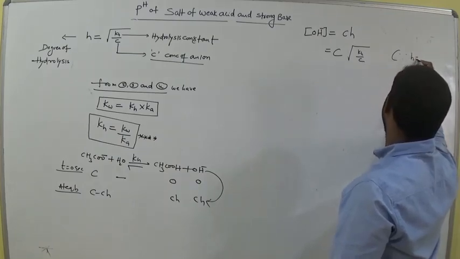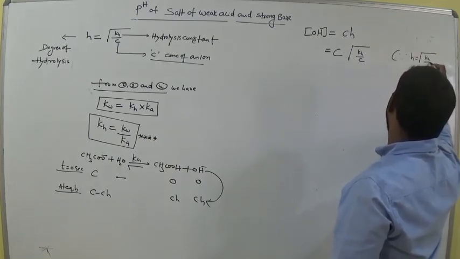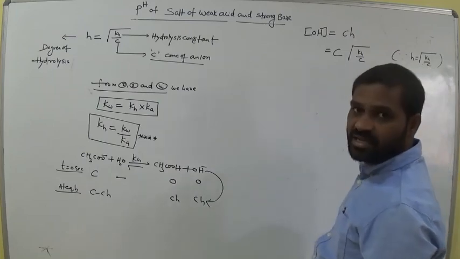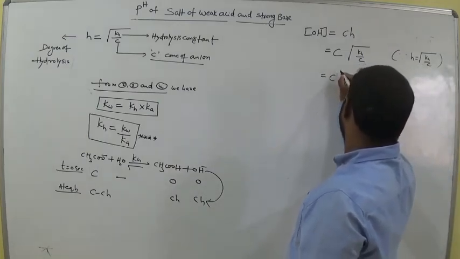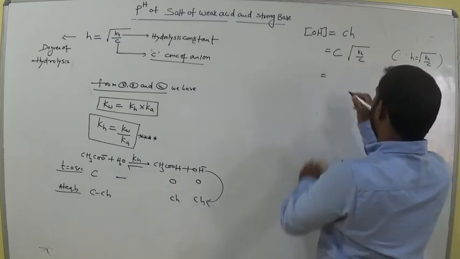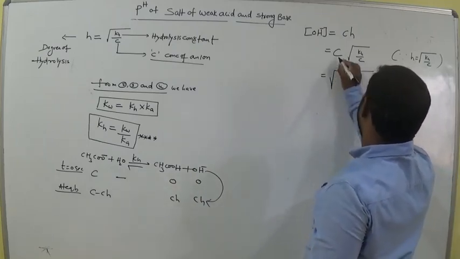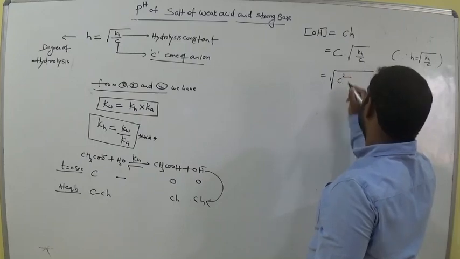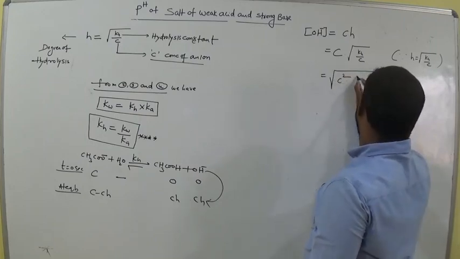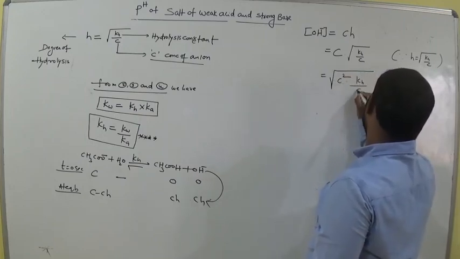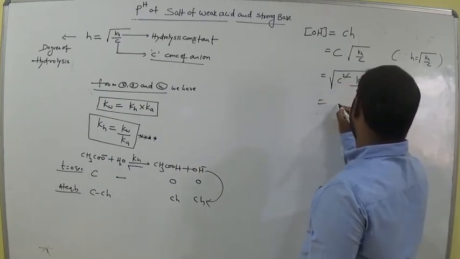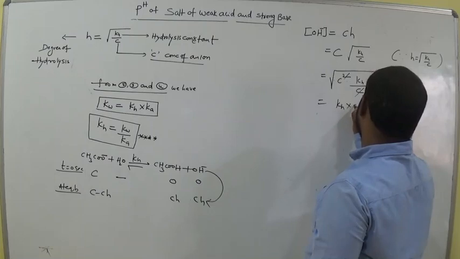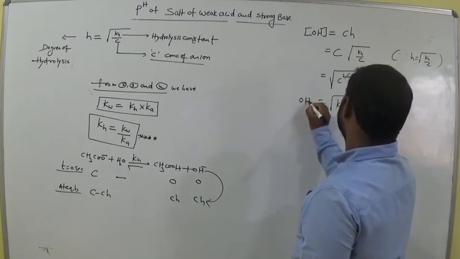So h is equal to square root of Kh by C, am I right? Now can I write this expression as the square root of Kh by C, with C under the root? Now Kh into C, and cancel this one and this one also. Now it is square root of Kh into C, am I right? This is the OH minus ion concentration.